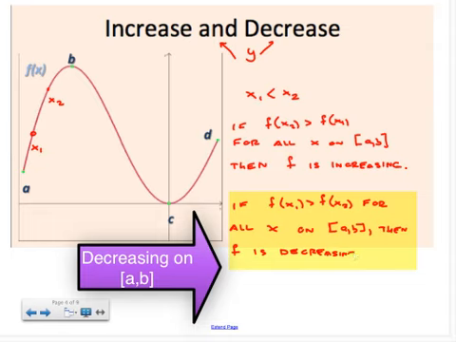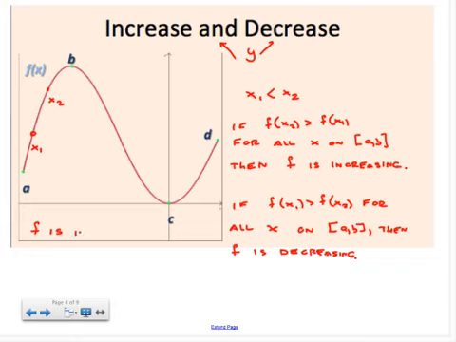So if I look at this picture, not very hard to come up with these conclusions, but we would say f is increasing on the intervals a to b and c to d. And f is decreasing on the interval b to c. These are bracketed intervals, which means point b is included in both an interval of increase and an interval of decrease. And that's okay, because it fits the definition that we've come up with over here.